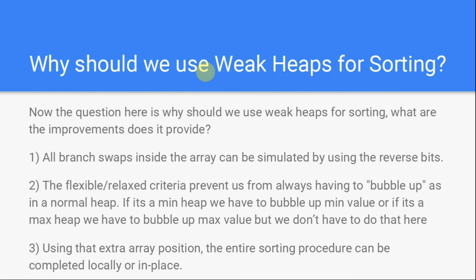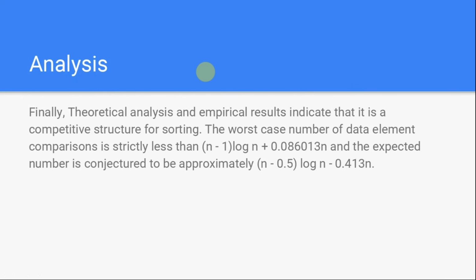The third point is, using that extra array position which we were talking about earlier, the entire sorting procedure can be completed locally or in place. Now the final analysis. Finally, theoretical analysis and empirical results indicate that it is a competitive structure for sorting. The worst case number of data element comparisons is strictly less than n-1 log n plus some constant multiplied by n, and the expected number is conjectured to be approximately n log n minus 0.5 n, minus some constant times n.